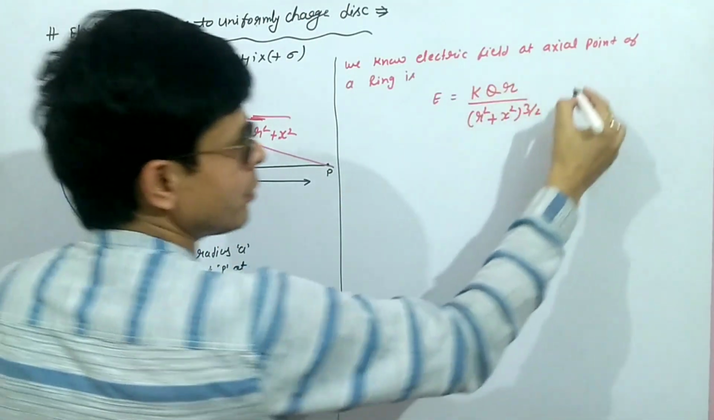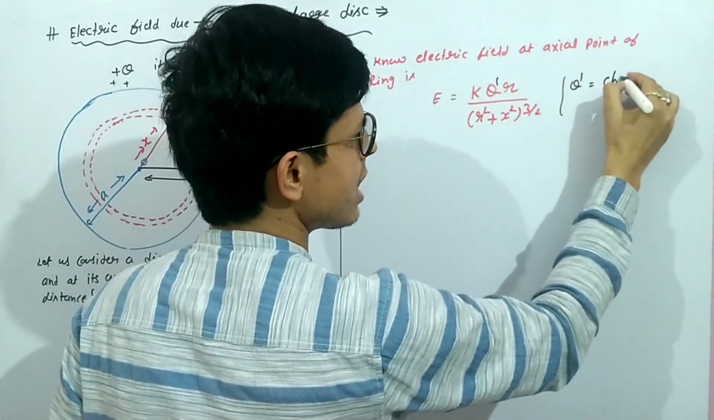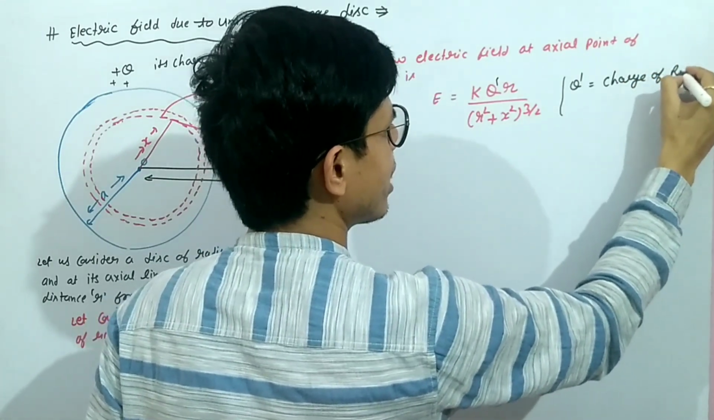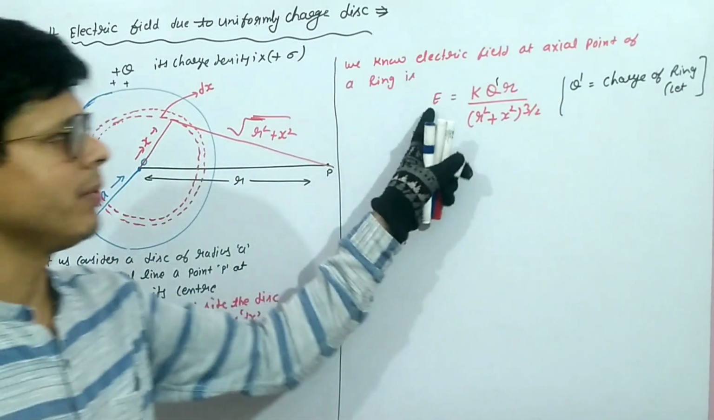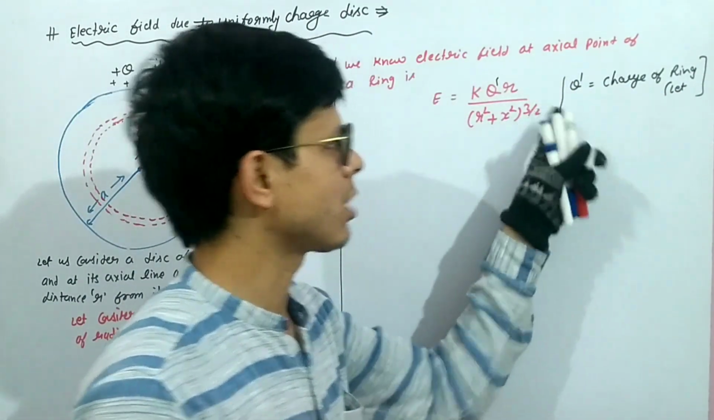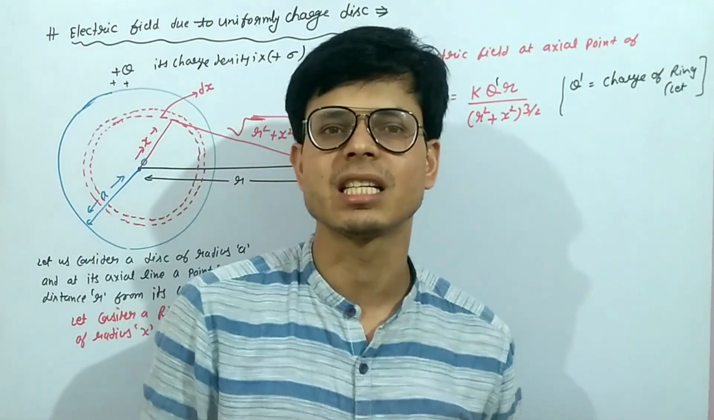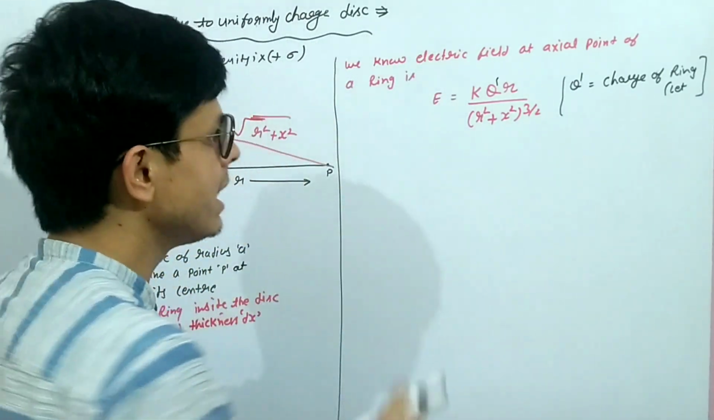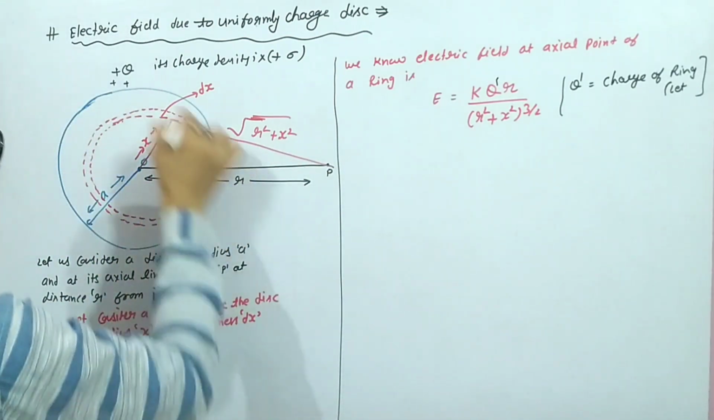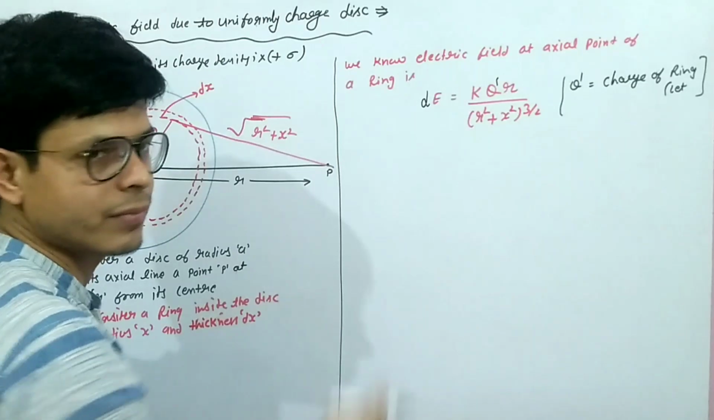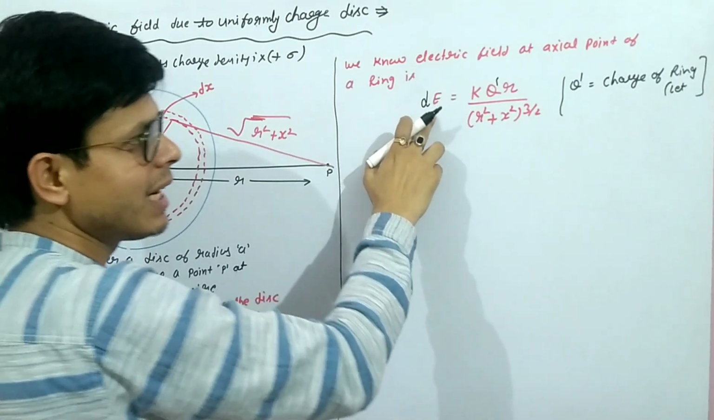Now this Q, here we will write Q dash. Q dash is the charge of the ring I have considered. So the electric field E will be KQ dash R upon (R square plus x square) to the power 3/2. If you have not seen the previous lecture in which we discussed the ring, first go through it. This is the electric field due to a ring. Now this ring is very small and many rings are there, because the disk is made up of many small rings, so for one ring we will write dE.